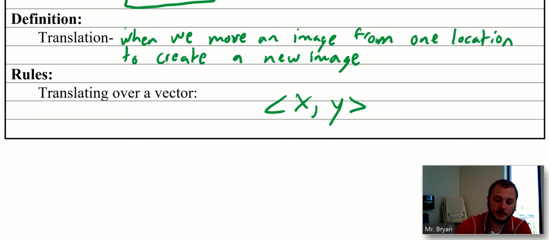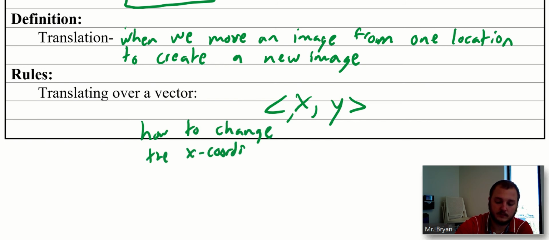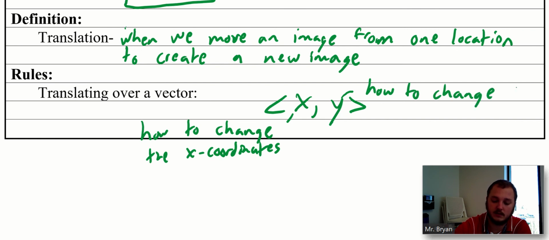So all this is telling me here is whatever's the first number tells me how to change the x coordinates. Okay, whatever the first number is, that tells me what to do to all the x coordinates. And then whatever the second number is, you can kind of guess, is that's how to change the y coordinates.